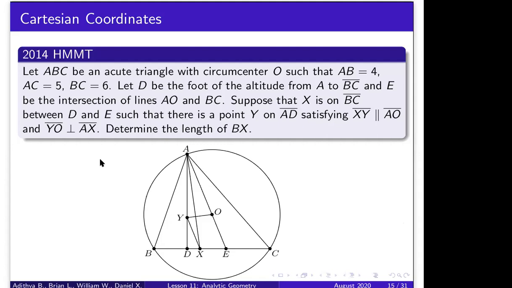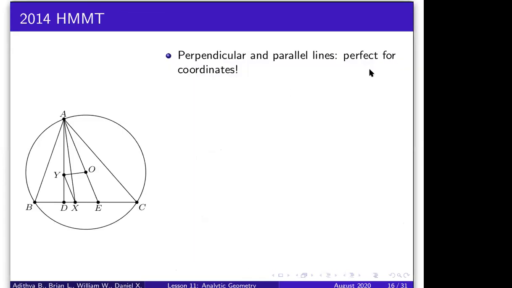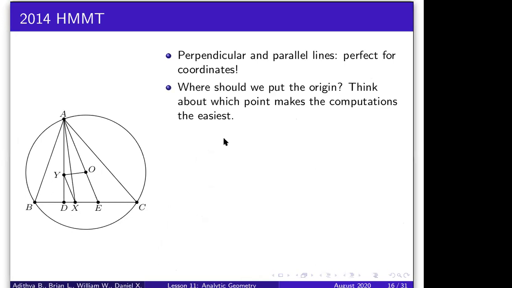So to get started, first we should assess if this is a good problem for coordinates, and it probably is because we have some parallel line conditions and perpendicular lines too. So that's easy to work with slopes. So the next question is, where would we put the origin?